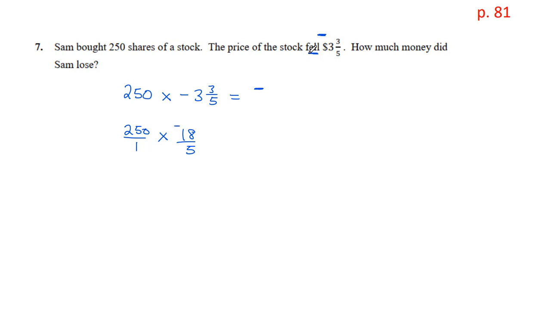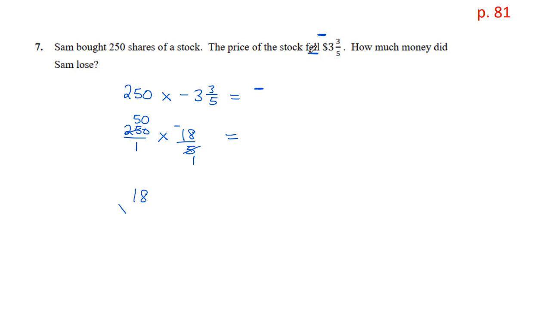And we can do some cross-reducing here. So we have 5 and 250. Well, we can divide by 5, and 25 divided by 5 is 5. And then we just got to bring that 0 along. So we're going to have 50 there. Now we have some bigger numbers to multiply. We have 50 times 18.